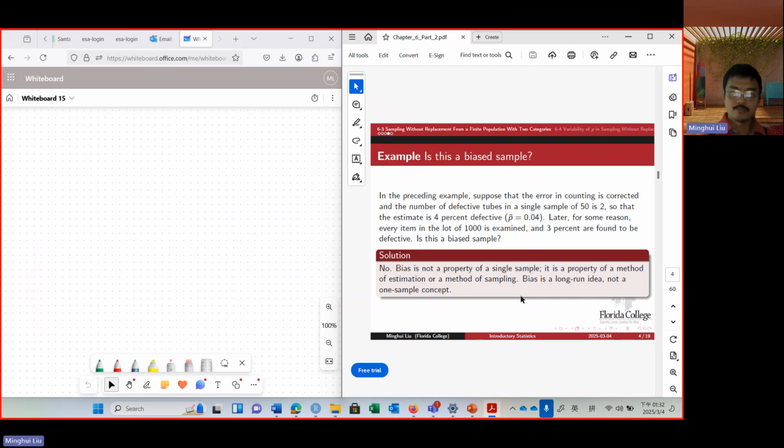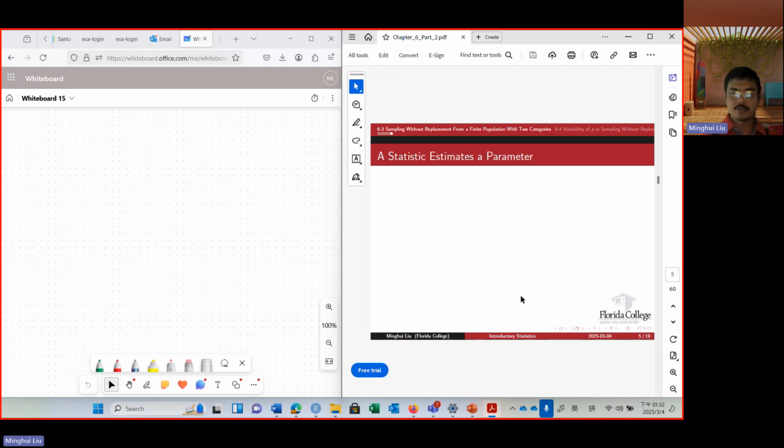You can't say that. Bias is not a property of a single sample. It is a property of a method of estimation or a method of sampling. It is a long-run idea, not a one-sample concept. So we can't say any sample is biased, although the p-bar value from the sample may be different from the p-value. Actually, in many cases, they are different. They may even be very different. However, you should never say that a sample is biased.